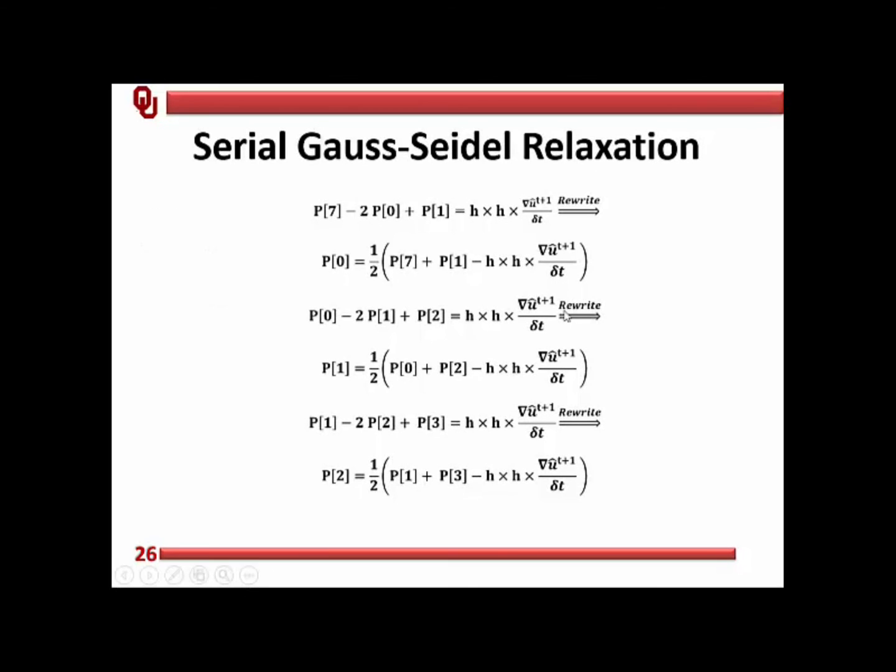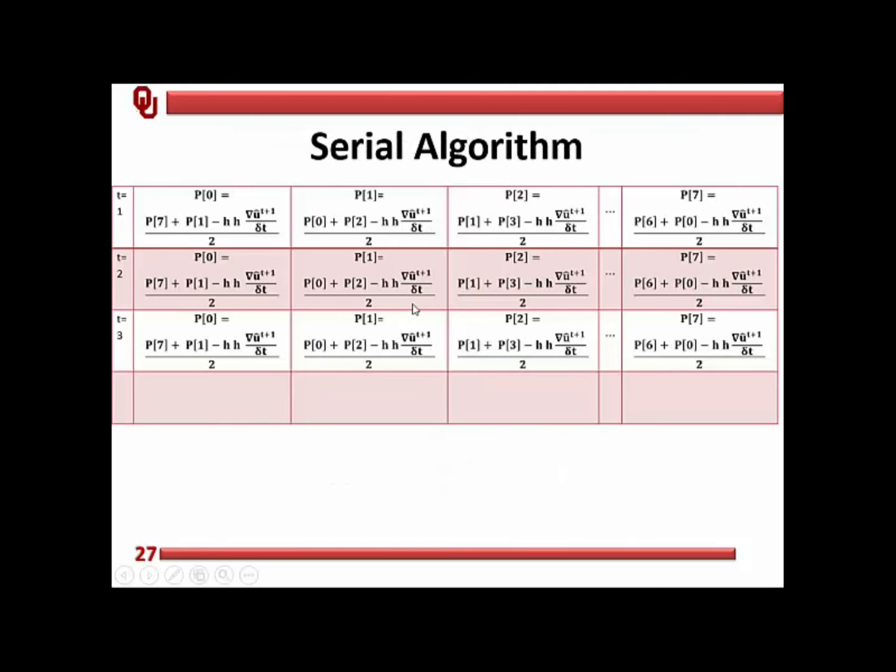We start by rewriting the equations to look this way, and we have P0, P1, P2 to be calculated. In order to calculate P2 you need 1 and 3, in order to calculate P0 you need 1 and 7. Then at time T1 you calculate P0, then P1, then P2, all the way to P7, and then time 2, and this is still serial.